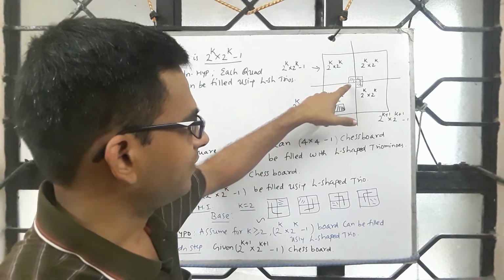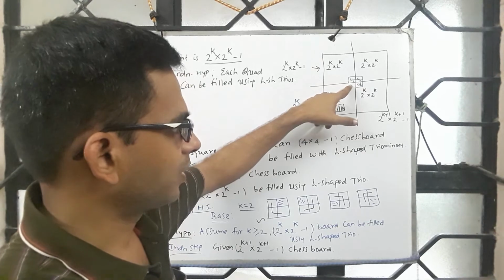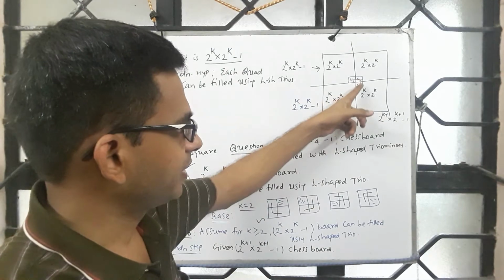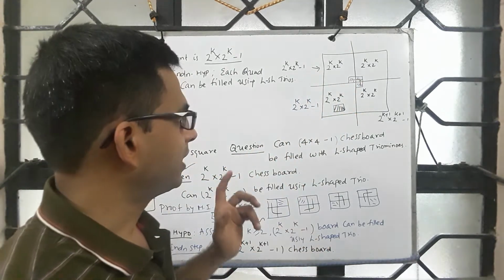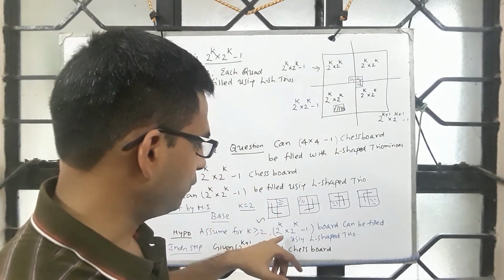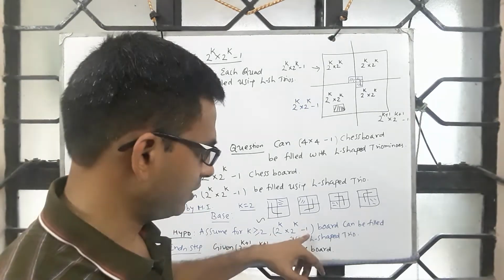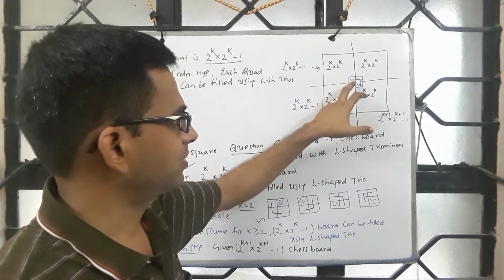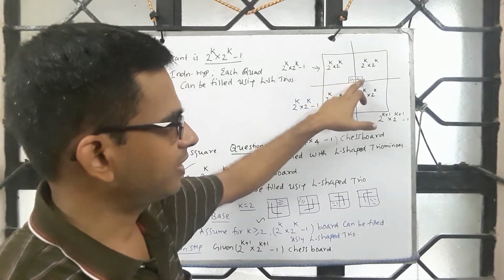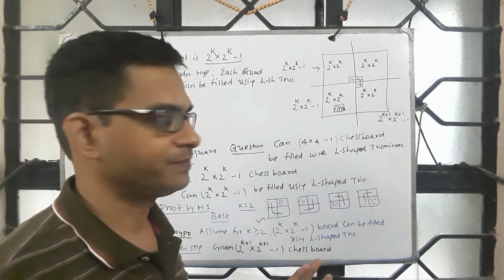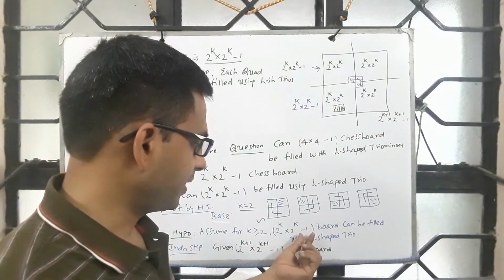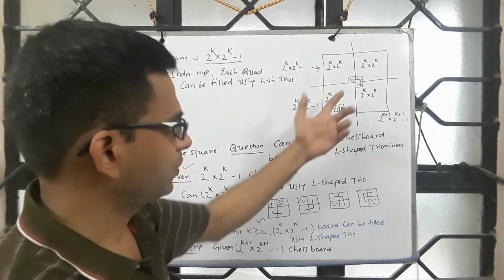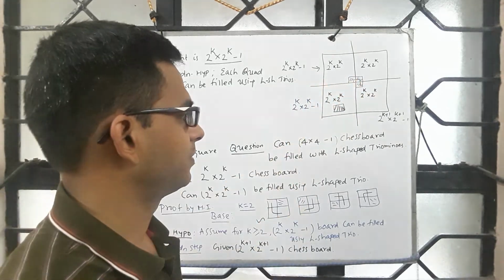And one should have control over the proof, meaning one should bring in the hypothesis in a clever way, which is why I am removing this corner square. Because the hypothesis says given 2 power k cross 2 power k minus 1, this minus 1 could be any one square. It could be this, it could be this, it could be this. I am carefully choosing this so that I can fill this using L-shaped triominoes. And because over here it is a universal quantifier, meaning it could be any one square, I can as well remove these 3. That's all.